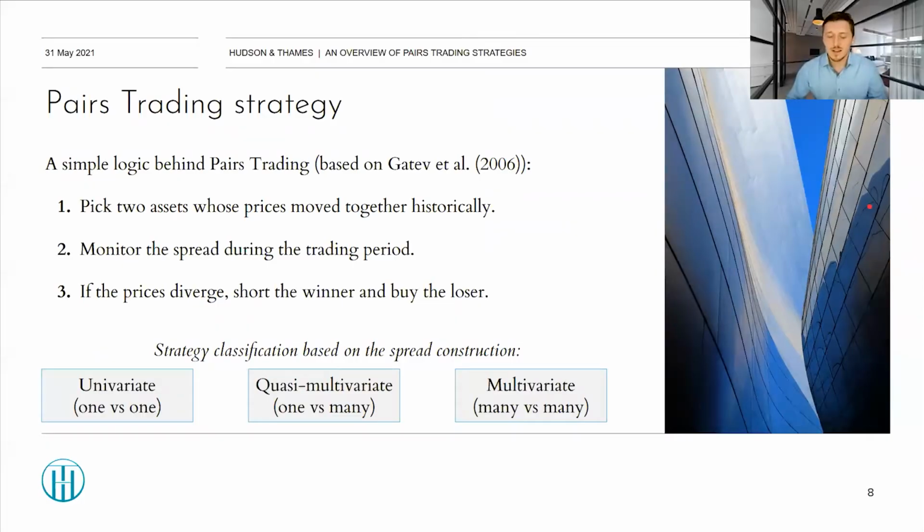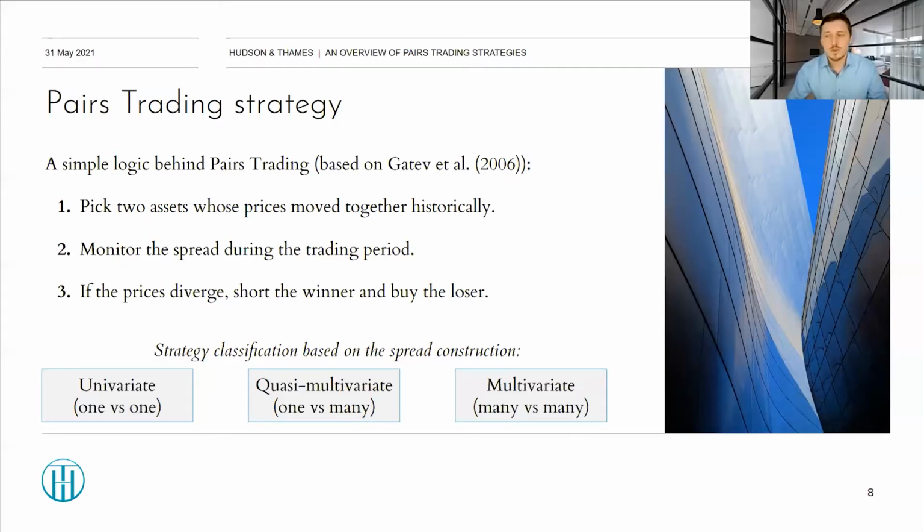What is a pairs trading strategy? As we start, this is a general description from a paper by Gatev and others from 2006, which is the most widely cited paper in the domain of pairs trading in general. They define the logic behind pairs trading strategies as: first, we pick two assets whose prices move together historically. Worth noting that assets can be not only individual elements, but also a portfolio of elements. Then we monitor the spread between them during some period. And in general, if the prices diverge, we short the winner and buy the loser.